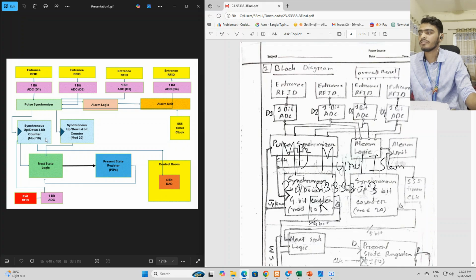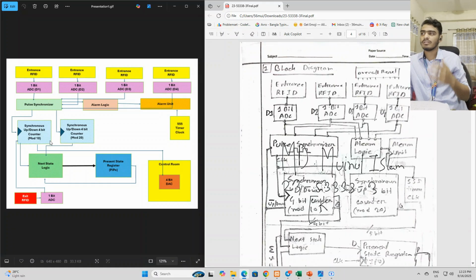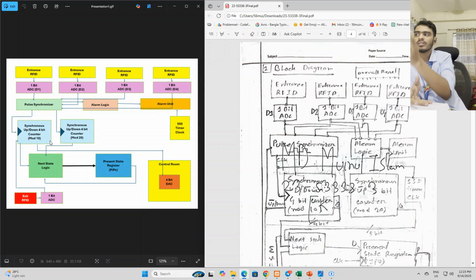So if there are already 10 passengers in the station, and someone else tries to enter, it will stop them. And how will it stop them? With an FSM. I'll go through the FSM, and before that I will explain this counter.